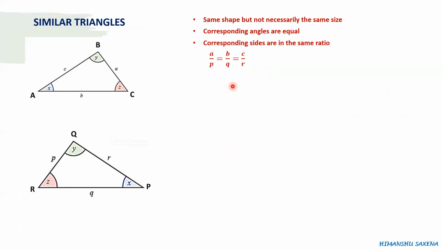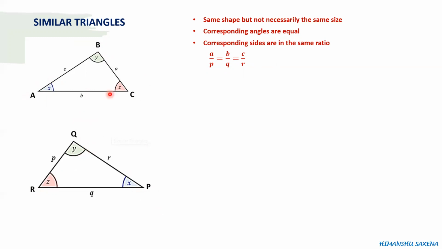So what is the meaning of corresponding? So corresponding angles means, so let us say this is angle X and this is angle X, they are equal. So here angle A, the measure of angle A is X and measure of angle P is X. So these are equal angles. So these are called corresponding angles. So angle A and angle P are called corresponding angles. Similarly here measure of C is Z and measure of R is Z. So C and R are corresponding angles. And measure of Q is Y and measure of B is Y. So B and Q are corresponding angles, right?